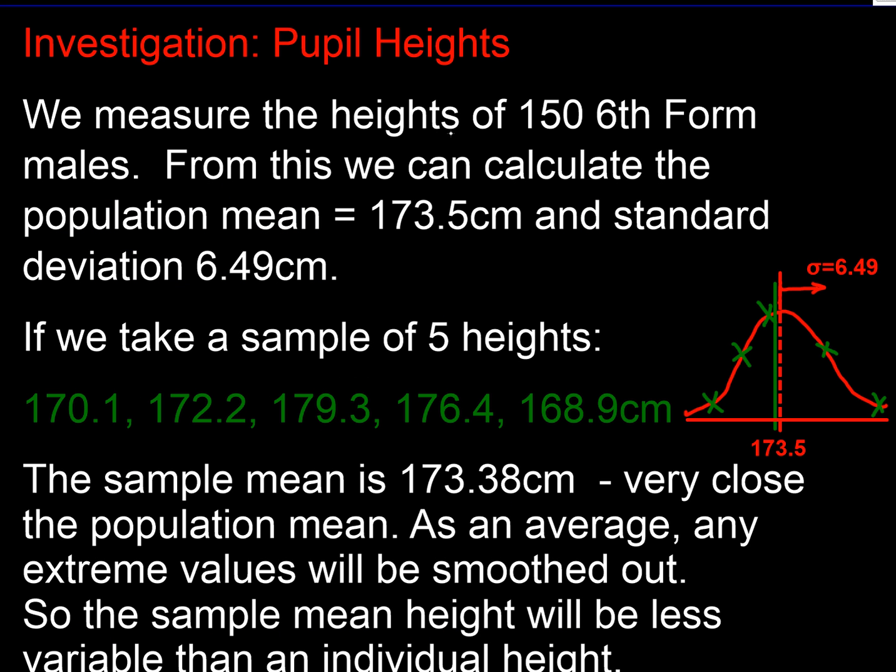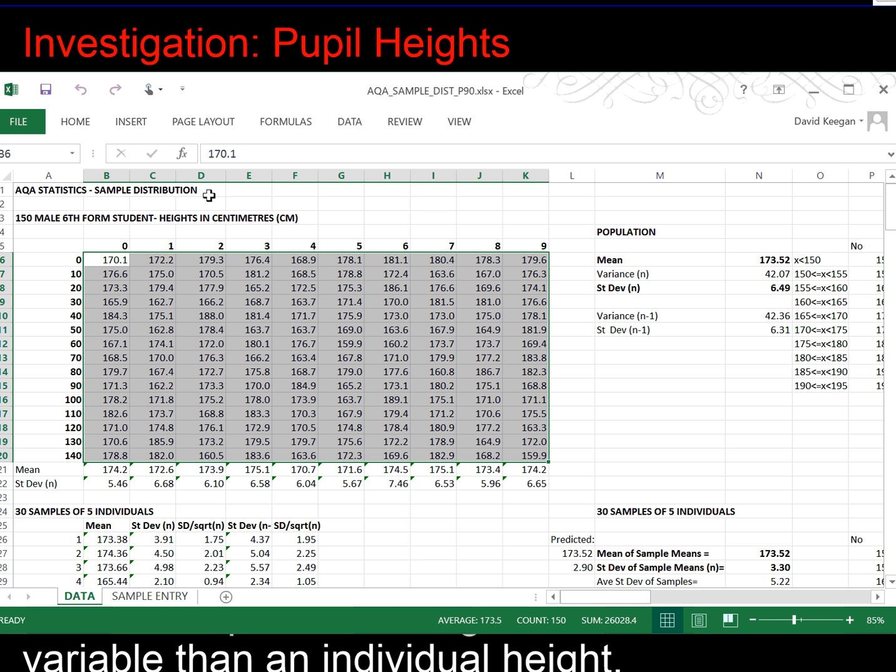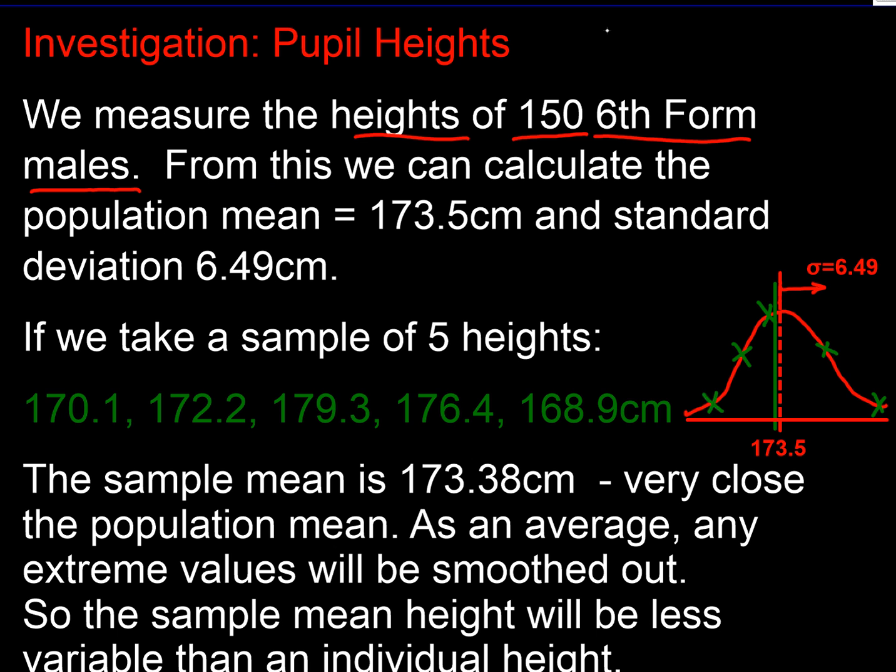Okay, let's use an example here, shall we? We measure the heights of 150 sixth formers, they're all males, so we've got a homogeneous group. Here's the data. So here you can see in the spreadsheet all the different heights, and they range from about 160 up to nearly 200. There's a couple in the 190s here. There we go. So there's our population.